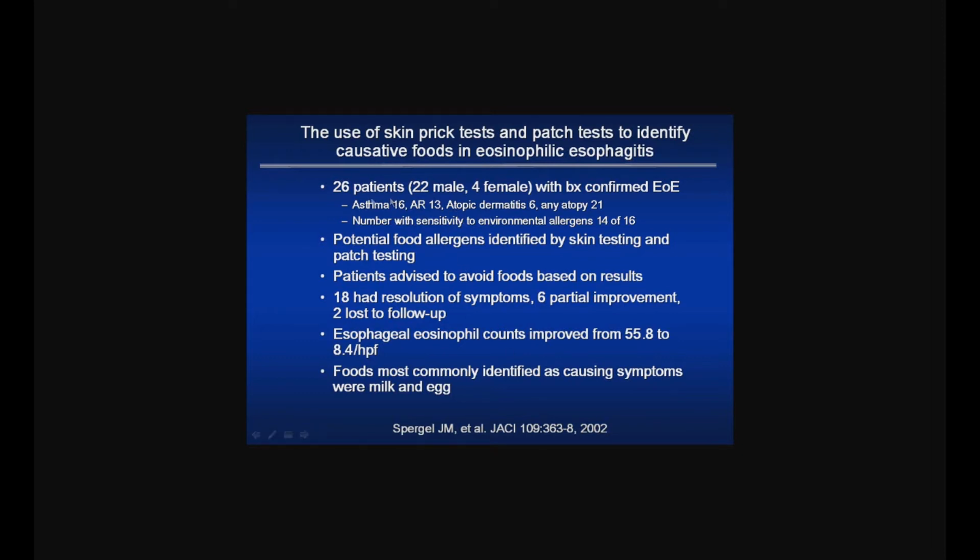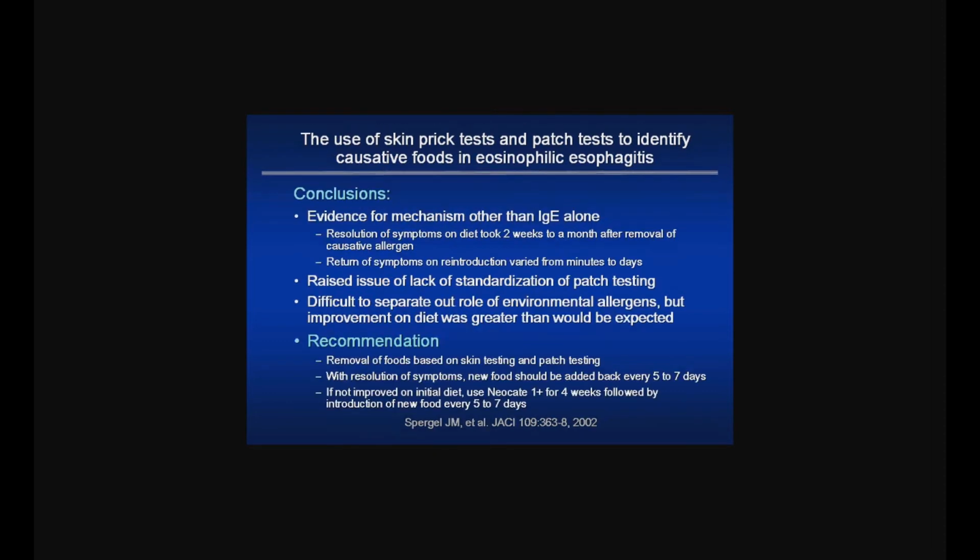And in one of his first papers, he had 26 patients that had eosinophilic esophagitis, and they identified potential food allergens by skin testing and patch testing, and then had patients avoid those foods based on the results. Of the 26 patients, 18 had a complete resolution of symptoms, 6 improved partially, 2 were lost to follow-up, and the eosinophil counts improved from an average of about 55.8 to 8.4%. The foods most commonly identified were milk and egg, and you'll find that in a number of these studies, the foods that are more commonly identified are the ones that are in the 6-food elimination diet.